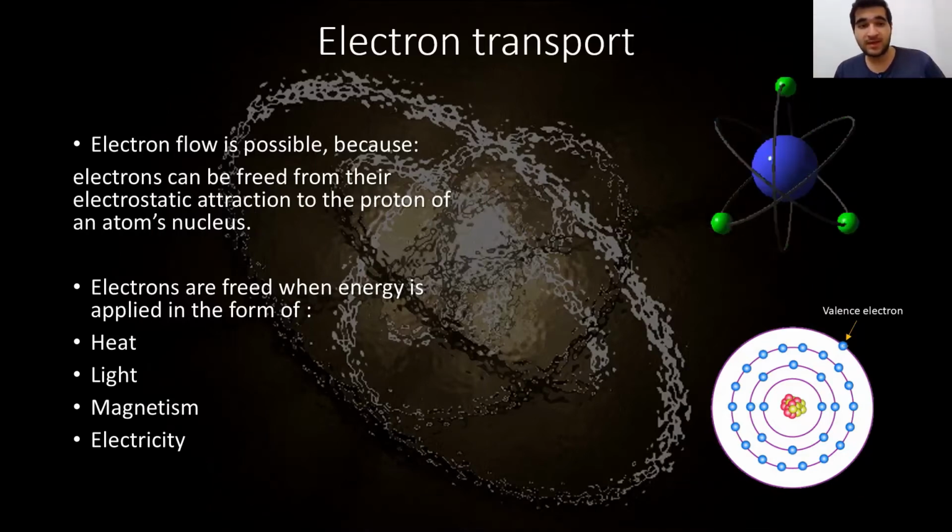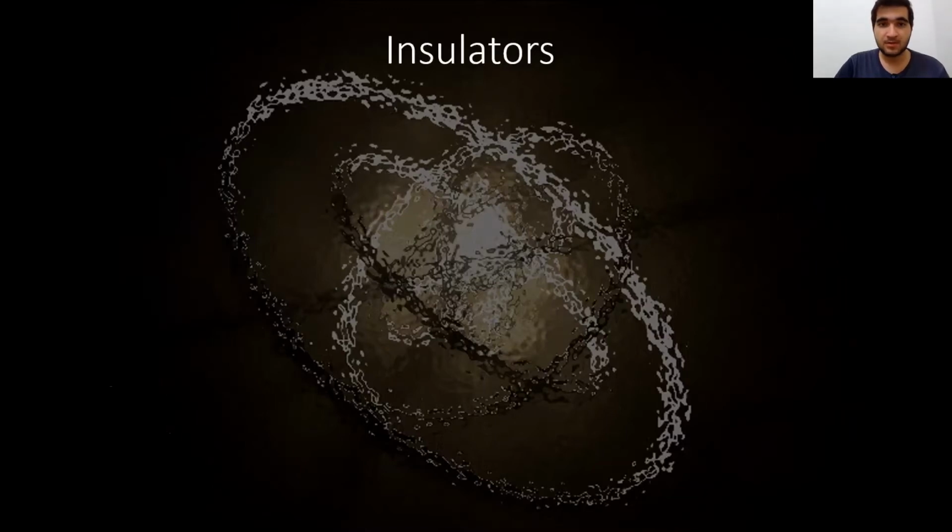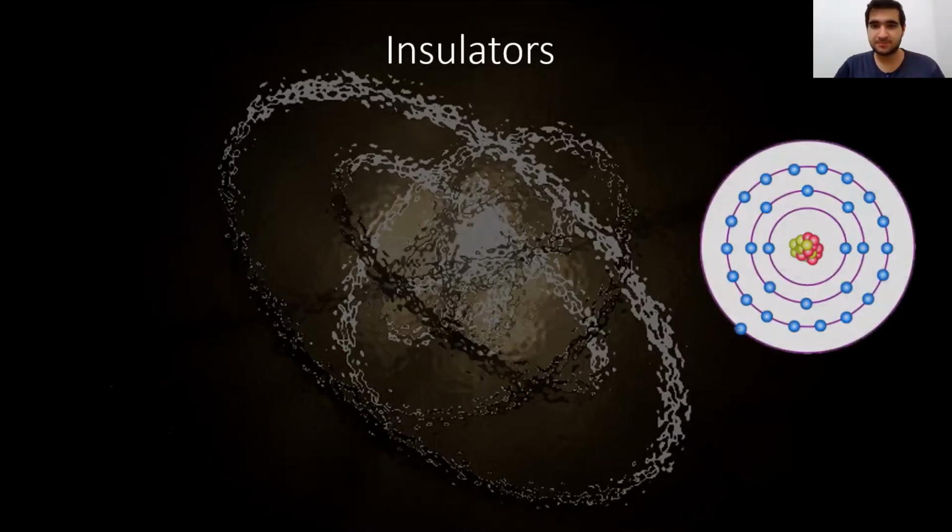One of the ways of doing that, as you can see here, is using heat, light, magnetism, and even electricity. So now we go a little bit deeper and see how insulators, semiconductors, and conductors use this freedom of electricity so that they can conduct. So now we start off with insulators.